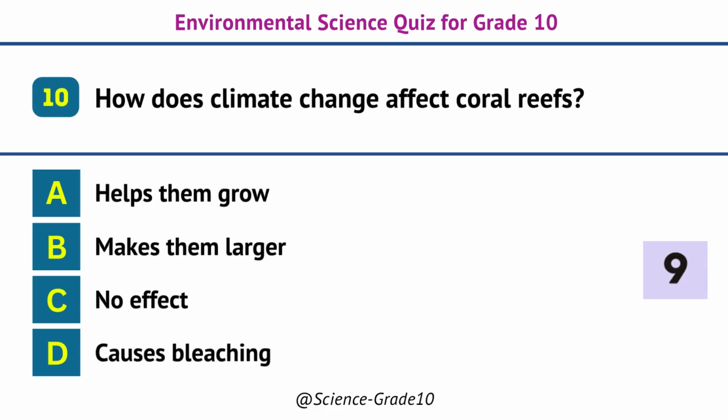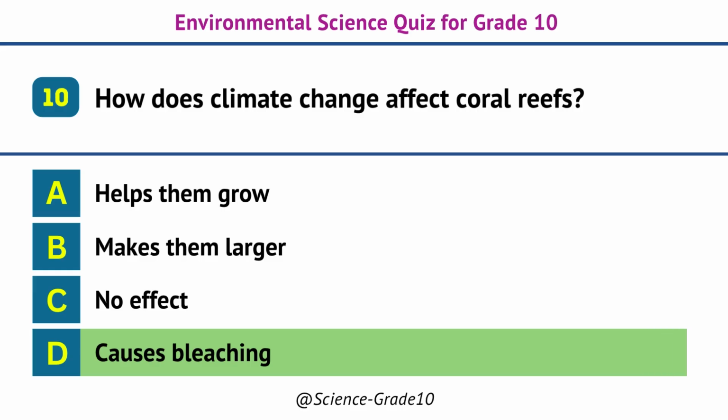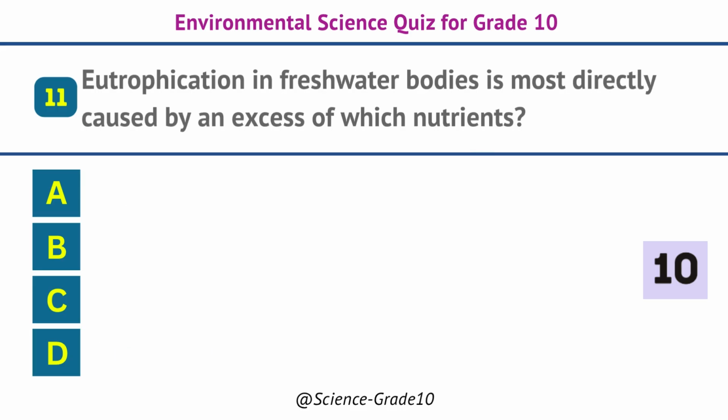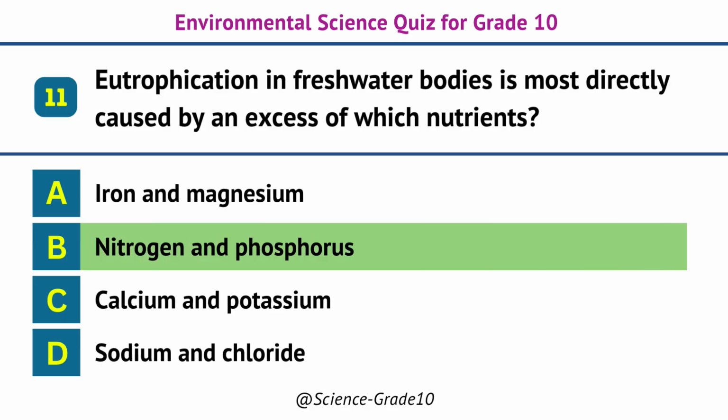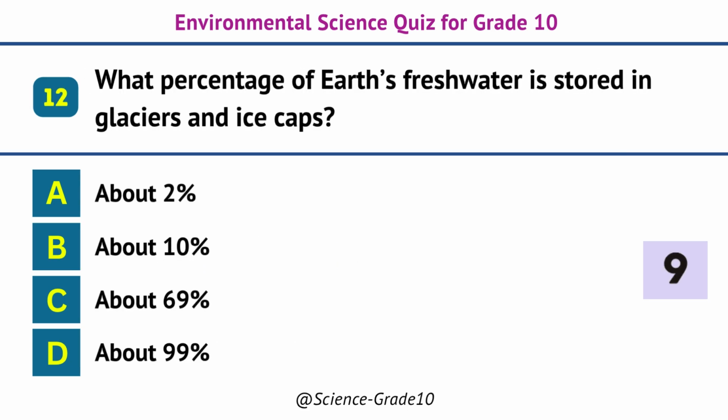How does climate change affect coral reefs? Causes bleaching. Eutrophication in freshwater bodies is most directly caused by an excess of which nutrients? Nitrogen and phosphorus. What percentage of Earth's freshwater is stored in glaciers and ice caps? About 69%.